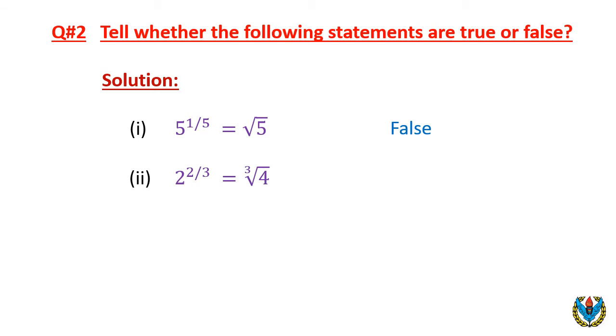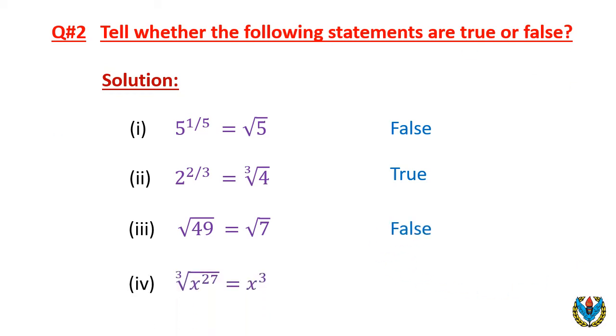Part 2. 2 with exponent 2 by 3 is equal to square root of 4 with index 3. Dear students, on the left hand side we have 2 with power 2, that is 4, and the denominator 3 should be the index on the right hand side, and we have the same, so its answer is true. Part 3. Square root of 49 is equal to square root of 7. It's wrong because we know that square root of 49 is 7. So it's false.